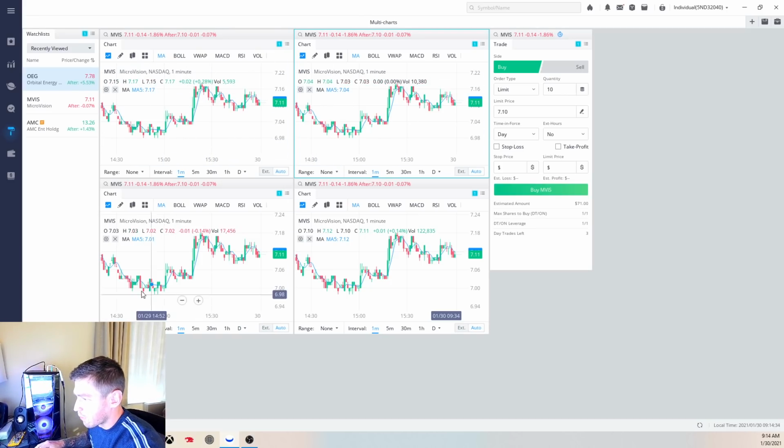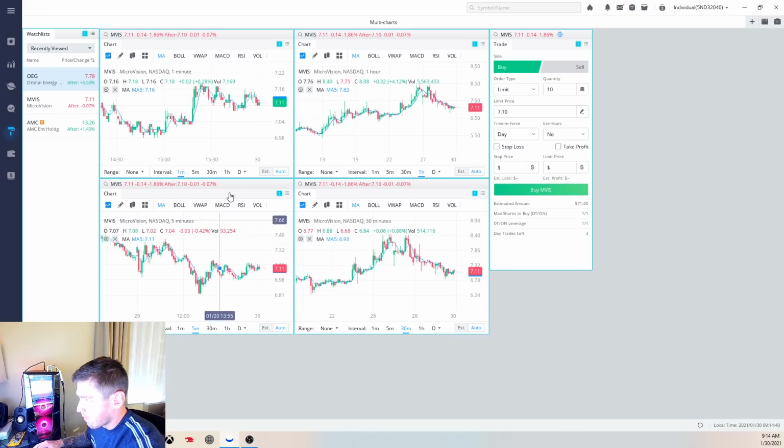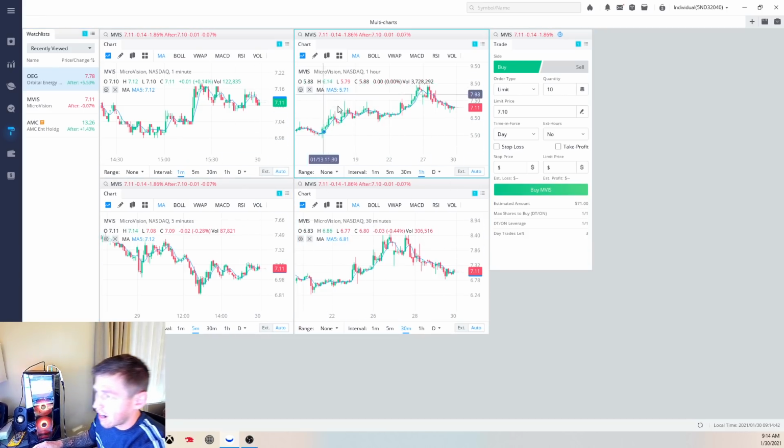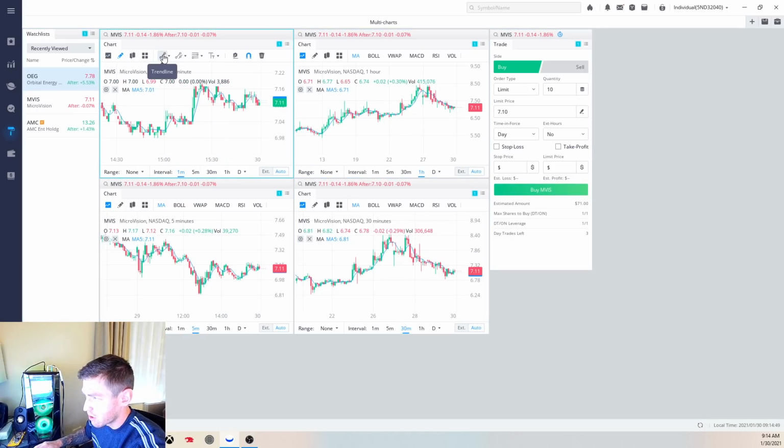But it will show you different time frames if you're looking to get different time frames. So we can look at MVIS on a 1 minute, on a 5 minute, on a 30 minute, and a 1 hour. This can be a great tool to help your trading. If you're a day trader and you're trying to get a microscopic and macroscopic perspective, you can come in here and use all the same tools that you previously had.